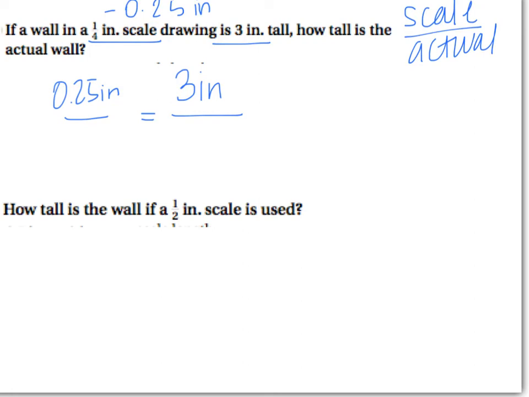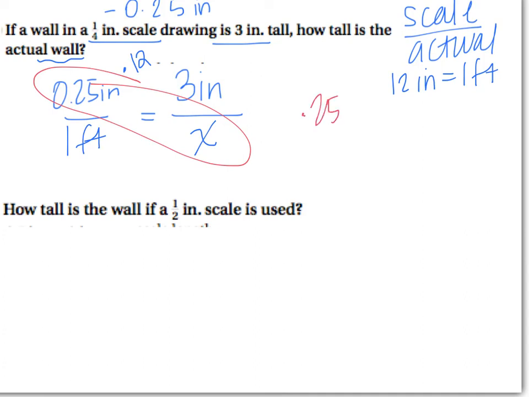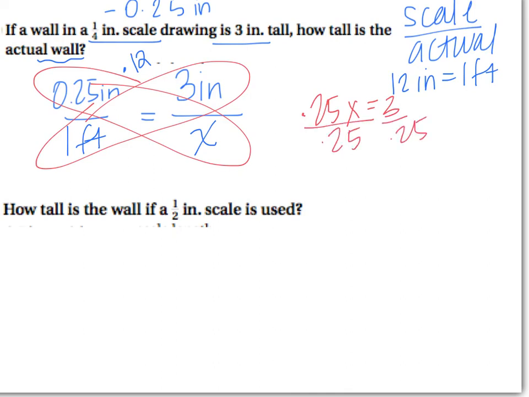Now we have to figure out the bottom. Since it tells us how tall is the actual wall, this is going to be our unknown. If you think about it, when we measure walls, we usually do this in feet. We know that there are 12 inches, which equals 1 foot, and if you multiply 12 by 0.25, you get 3 inches. So this has to be 1 foot because, if you multiply those out, on top you get 3 inches. Now it's just like before where we can cross multiply. We got 0.25x equals 3. We divide by 0.25 on both sides, so x ends up being 12, and we need to include our unit of feet.